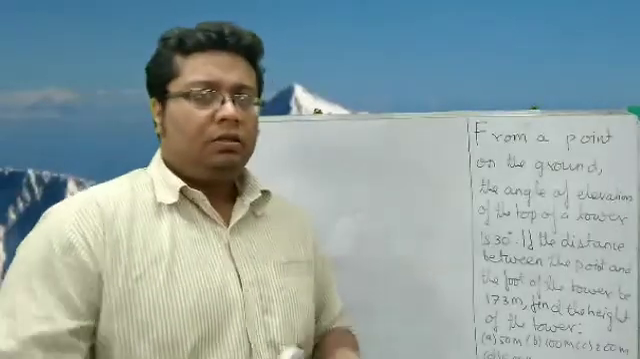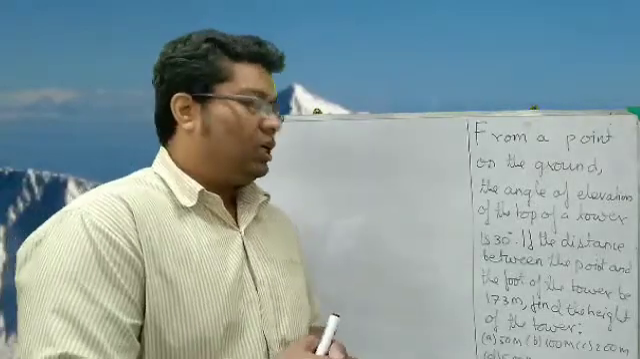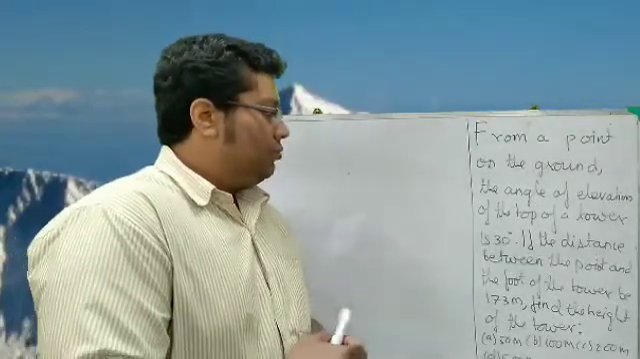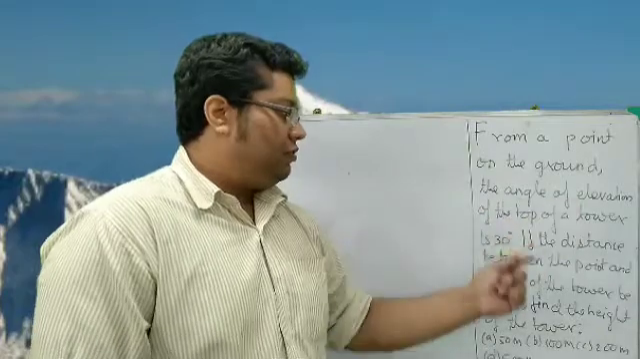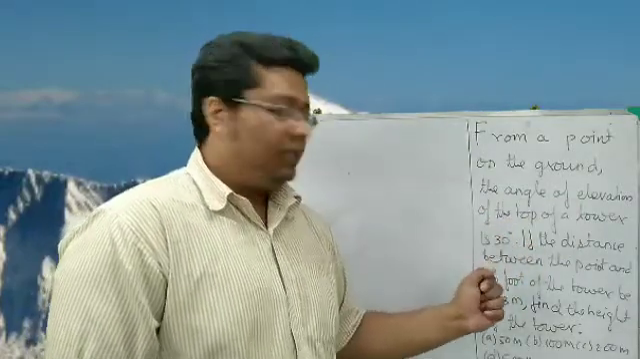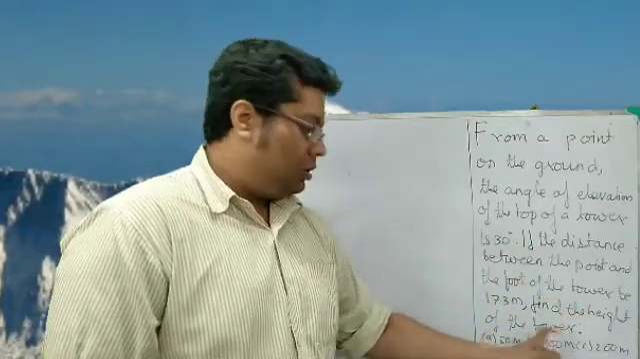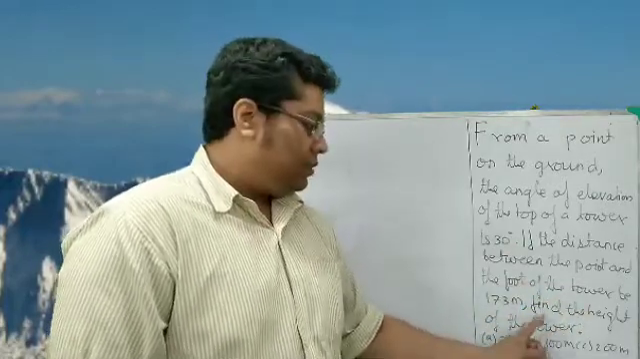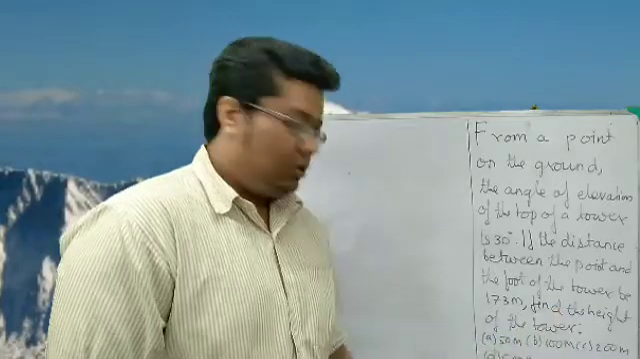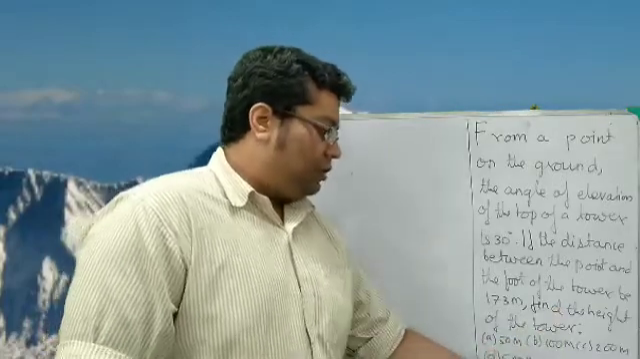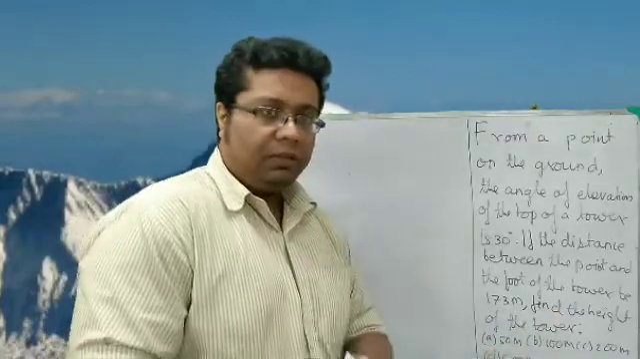Let us consider the simplest form in which one can measure a height. From a point on the ground, the angle of elevation of the top of a tower is 30 degree. If the distance between the point and the foot of the tower be 173 meter, you have to find the height of the tower. There are options given: 50 meter, 100 meter, 200 meter and 500 meter.